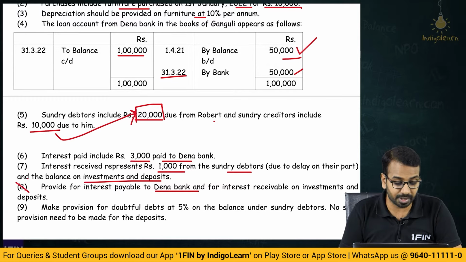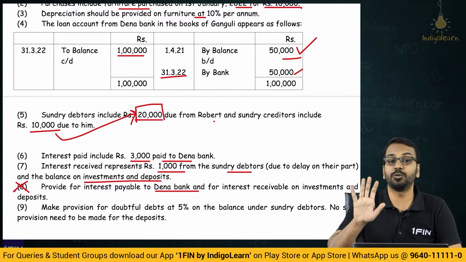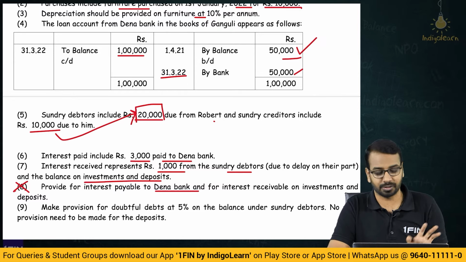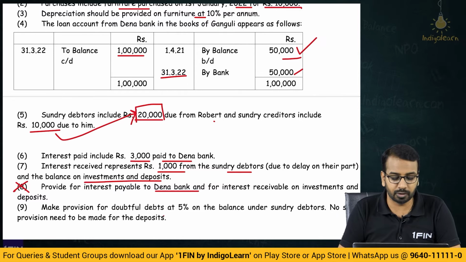Even if this adjustment is not given, assume this adjustment is not given in the question, even then you have to do these adjustments. Okay. Make provision for doubtful debts at 5% on the balance of sundry debtors. No such provision need to be made for deposits.